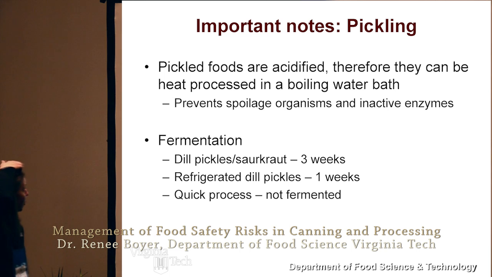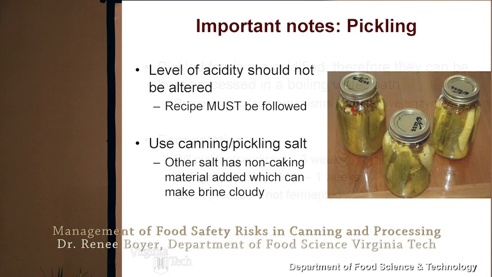The level of acidity should not be altered, and you should follow a recipe to ensure that you get the correct acidity. Another important note is to use canning or pickling salt, not the regular table salt that you have, because regular salt has a non-caking additive in it. It just makes the brine kind of cloudy.